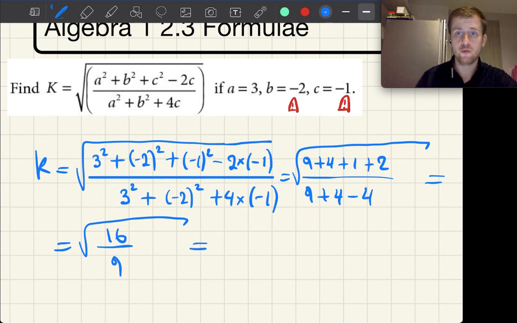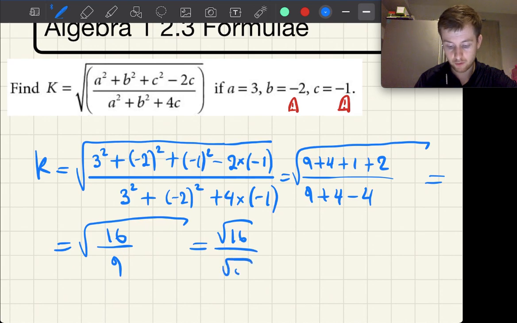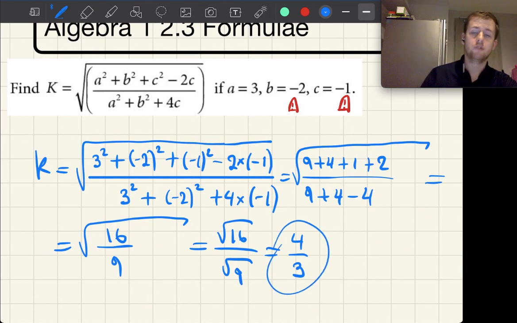So at this point you can probably get your calculators. Or you could basically do this. You could say that the square root can be broken down into 2 square roots. So square root of 16 over square root of 9, which is equal to 4 over 3. This can be your final answer. Okay, I told you guys that you can get your calculator at this step.